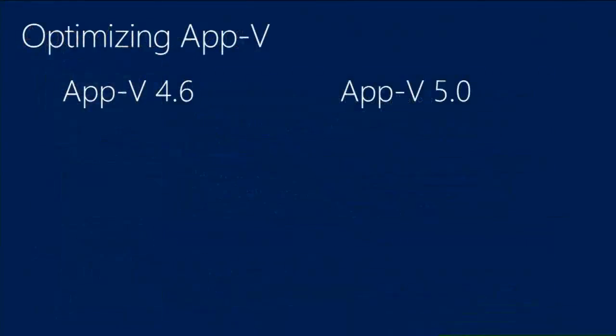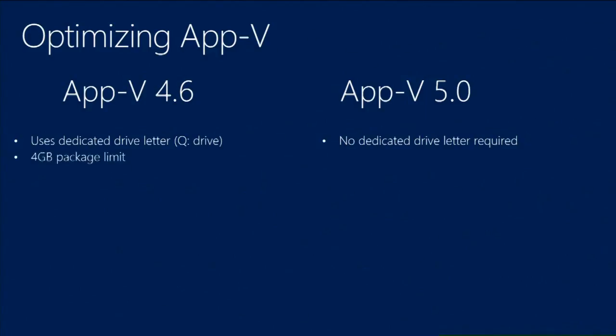All right, so let's talk about some of the changes between AppV 4.6 and AppV 5.0. In AppV 4.6, we had the Q drive. And we are very happy to say that we no longer need a dedicated letter for AppV 5.0. We had a 4 gigabyte package limit. In AppV 5.0, there's no package limit at all. So this really allows you to virtualize some of those bigger applications that you've wanted to sequence in the past.